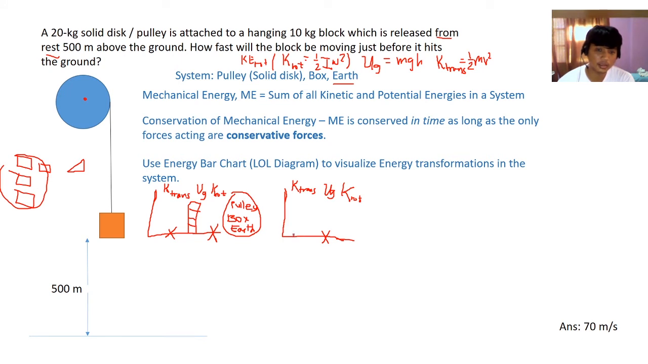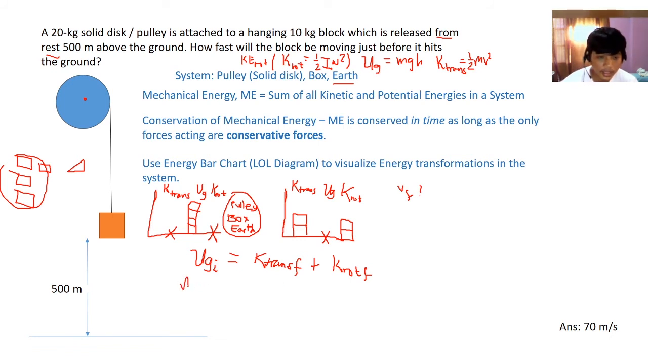I have a feeling that I should distribute the four boxes two and two, but it doesn't really matter at all. What this does, though, is allow us to set up an equation: UG initial equals K trans final plus K rot final, where F stands for final. And we're actually looking for VF.